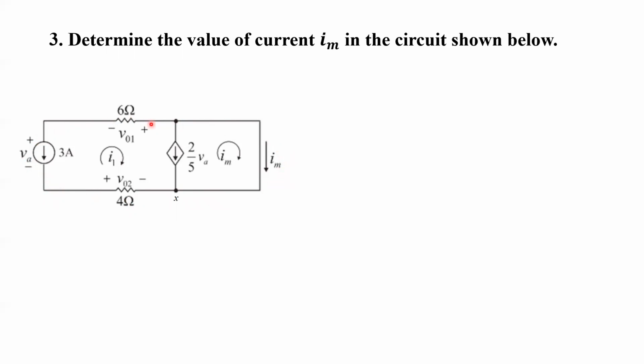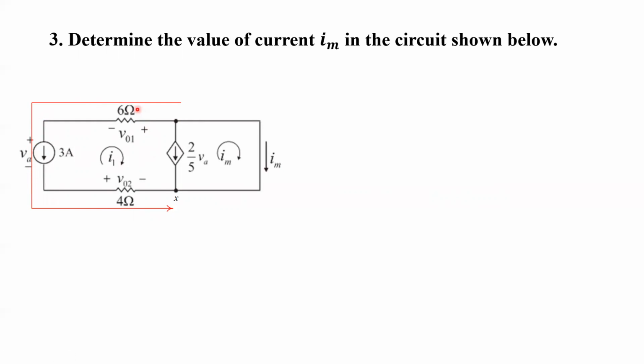In order to apply KVL in this outer loop, we need to know the values of VO1 and VO2. In order to compute the value of VO1, we need to know the current through this element, right? And since this 6 ohm resistor, this 3 ampere current source and 4 ohm resistor are in series, the same current, 3 ampere, flows through the circuit, and in this direction, right?